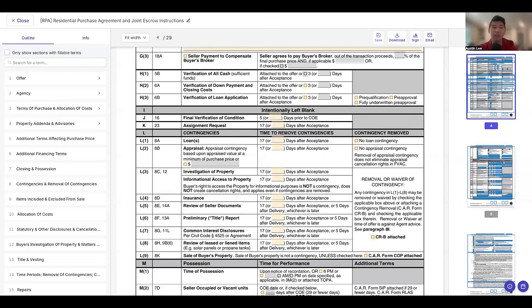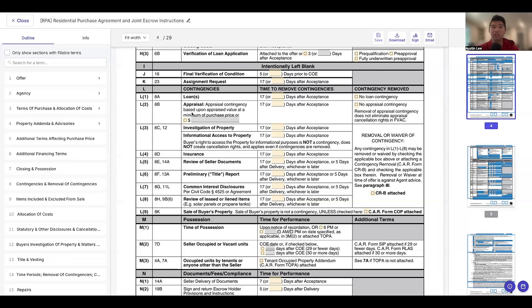Now, section K here, you have assignment request. And assignment refers to whether the buyer wants the ability to transfer the rights and obligations under the purchase agreement to another party. So this is not really applicable to most buyers. This is really generally for investors and wholesalers. Okay, so the next part is contingency, section L. And this is one of the more important parts of the offer because this is going to protect you as a buyer just in case things don't go as smoothly as you would hope.